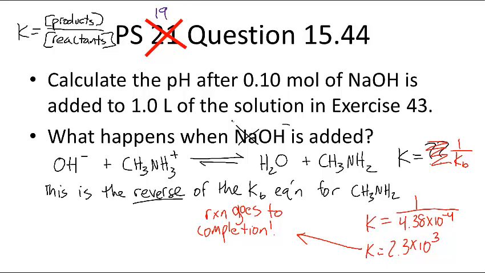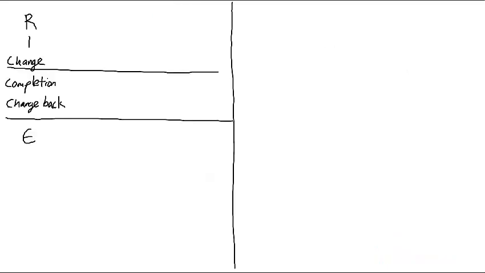So I could do this with the reaction as written. The reaction we just wrote was OH minus plus CH3NH3 plus makes CH3NH2 plus water, which I don't really care about.